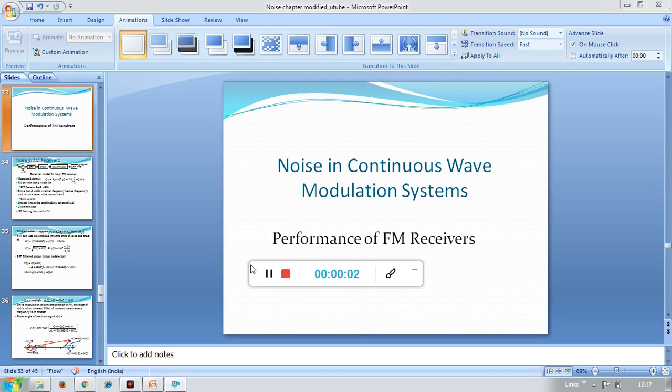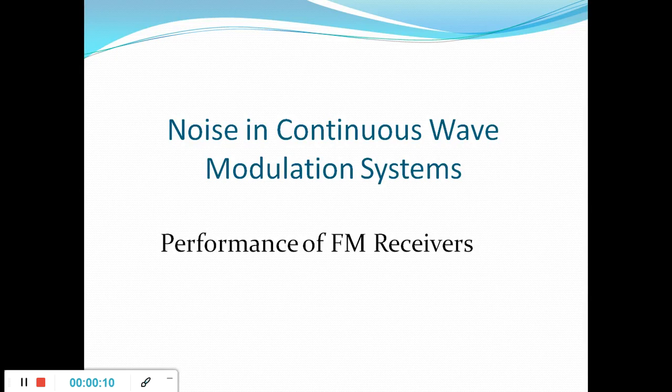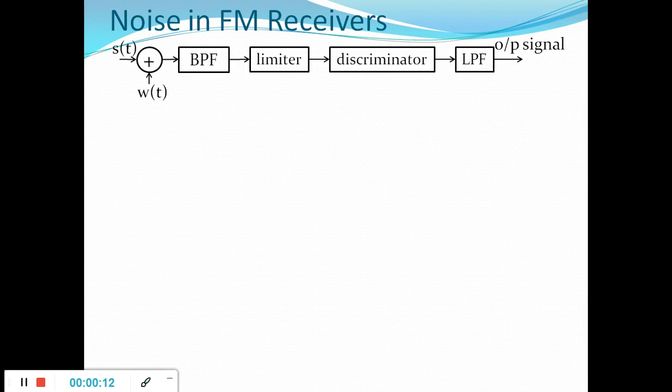In this presentation, I will be explaining the performance of FM radio receivers. Let us look at the block diagram of a FM radio receiver. The first block in every radio receiver is a band pass filter which selects the desired station, rejecting all other frequencies. Mainly, it has a tuned circuit for this purpose.